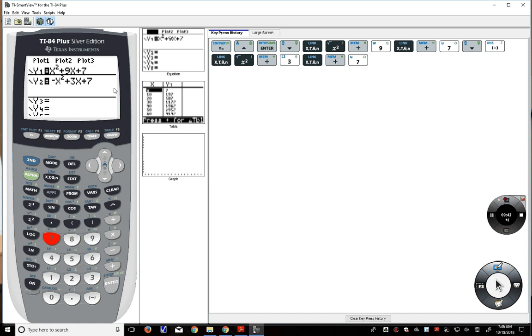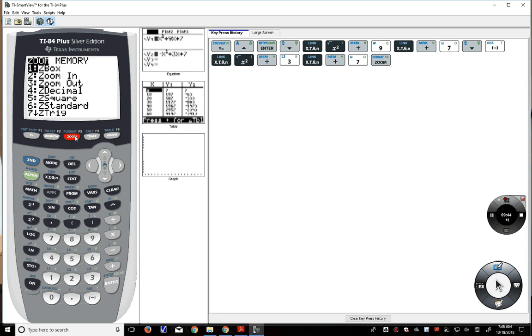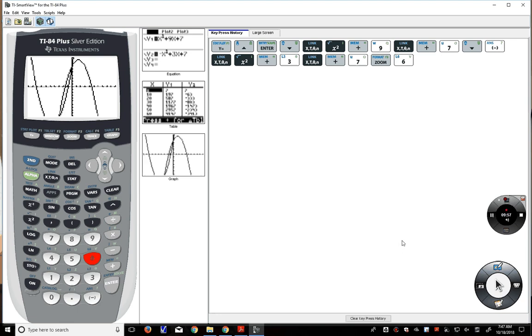So remember, I can either type that in myself, or if I go to zoom, I can choose choice 6. That's the standard window. So I'm going to go zoom 6, and here's what I get. Okay, so I can kind of see what's happening. I can see the concave up parabola and the concave down parabola, and it looks like they cross each other at 2 different points, right?